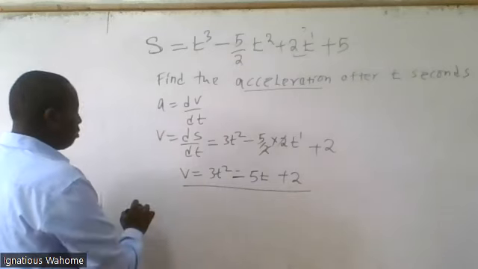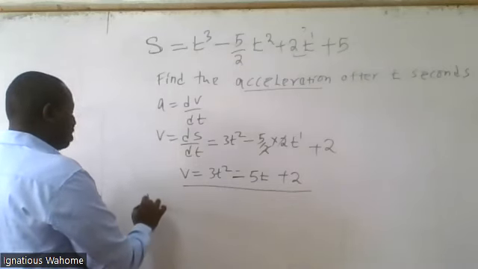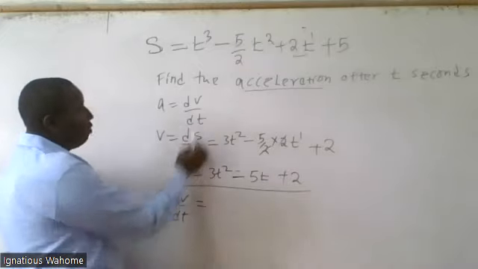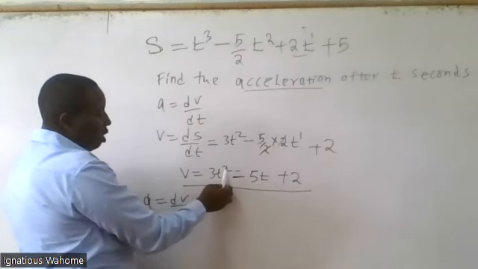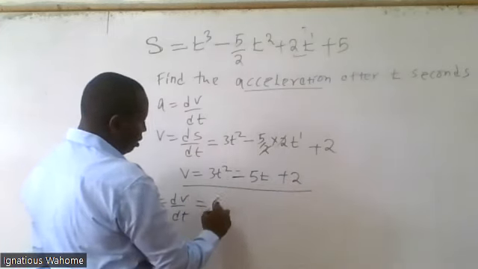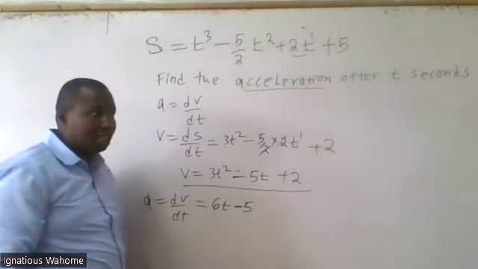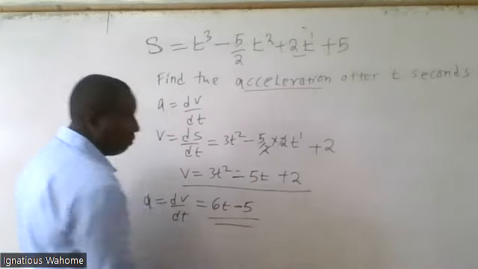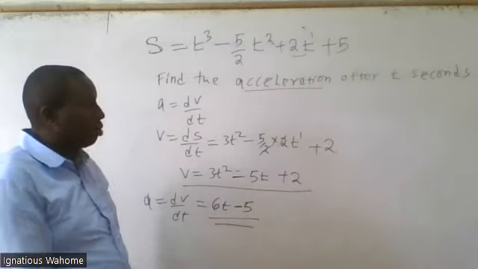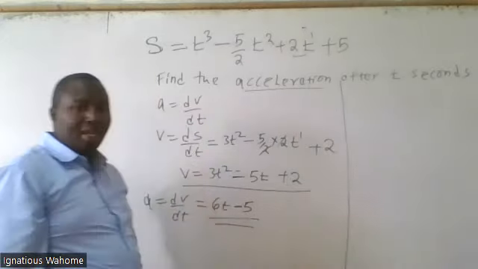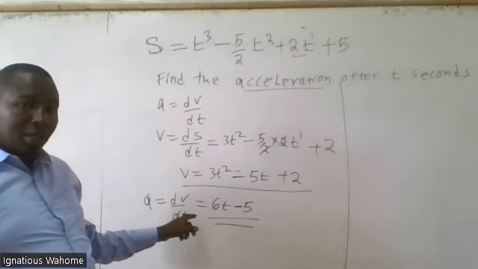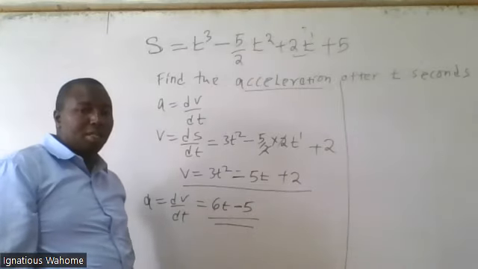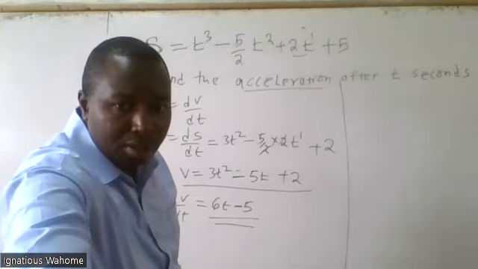The acceleration will be dv over dt of this function. Now you get the second derivative: 3 times 2 gives 6t minus 5. So in terms of t, you have already got the acceleration, the one that the examiner is asking. The acceleration of this particle in terms of t is 6t minus 5.